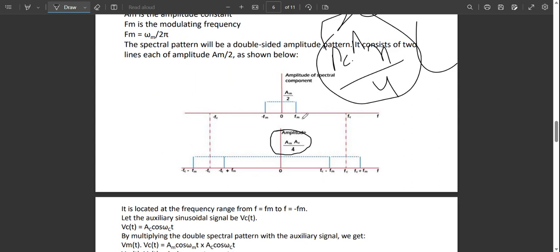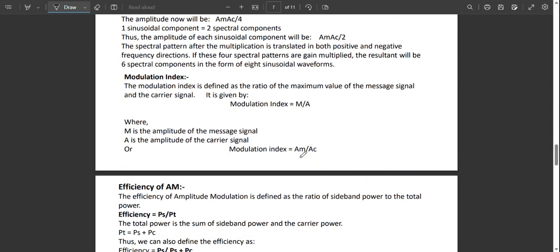Now we will be having the modulation index. What is the modulation index? The modulation index is defined as the ratio of the maximum value of the message signal and the carrier signal. The maximum amplitude of the message signal is Am, and the maximum amplitude of the carrier signal is Ac. So we can write that modulation index equals Am by Ac.